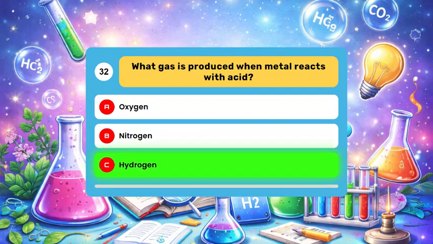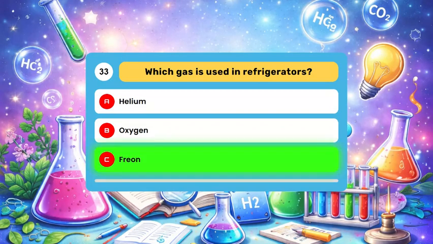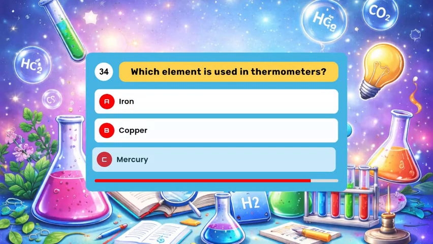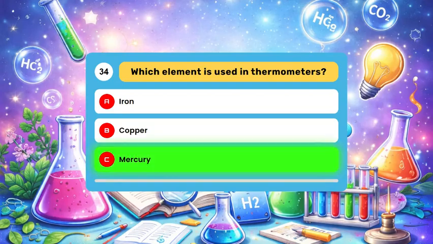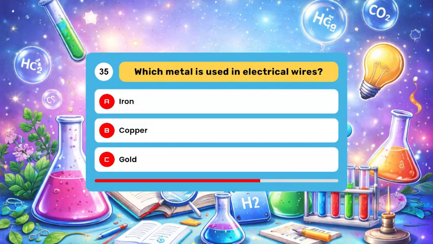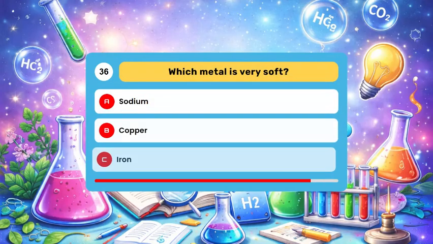Hydrogen. Which gas is used in refrigerators? Freon. Which element is used in thermometers? Mercury. Which metal is used in electrical wires? Copper. Which metal is very soft?